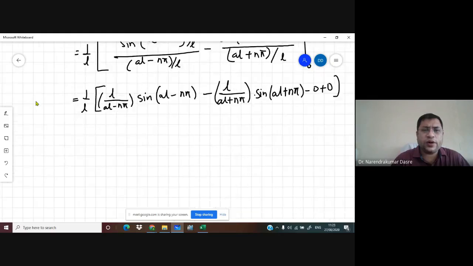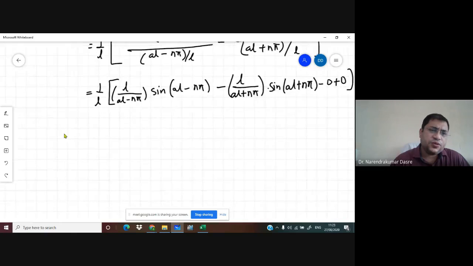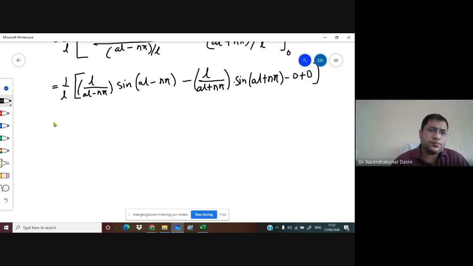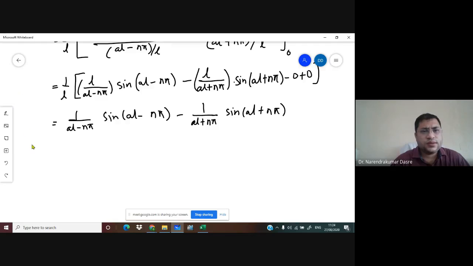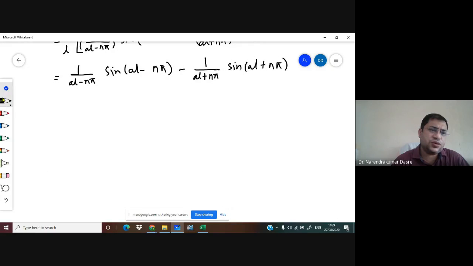Now you can see what is the common term that we can have. So I'll be having only L common, and this L will get cancelled with this L. So we'll have 1 upon AL minus n pi sine of AL minus n pi minus 1 upon AL plus n pi and sine of AL plus n pi. Now we have to simplify this. Okay, so what we know is, we have to simplify these terms.